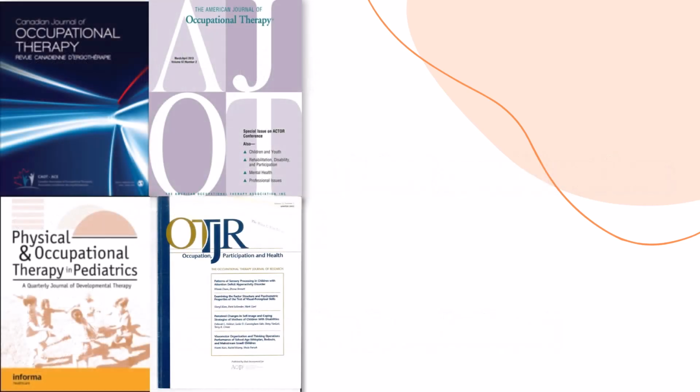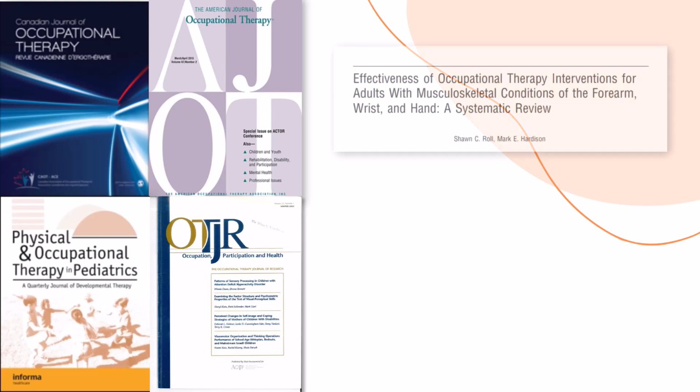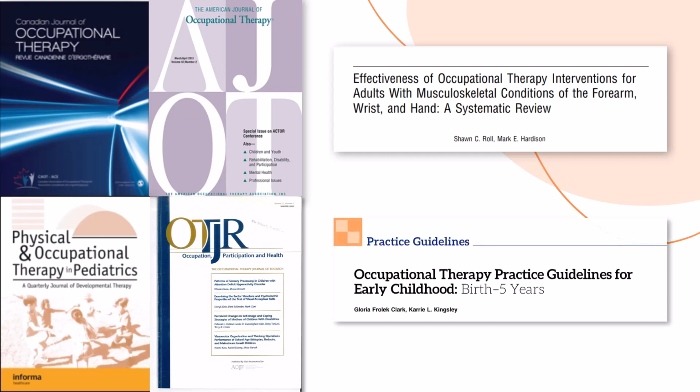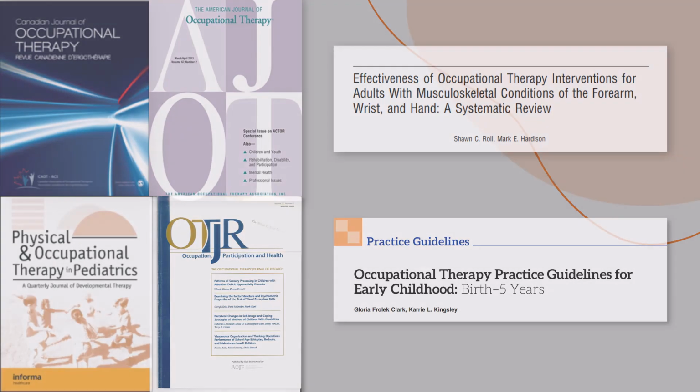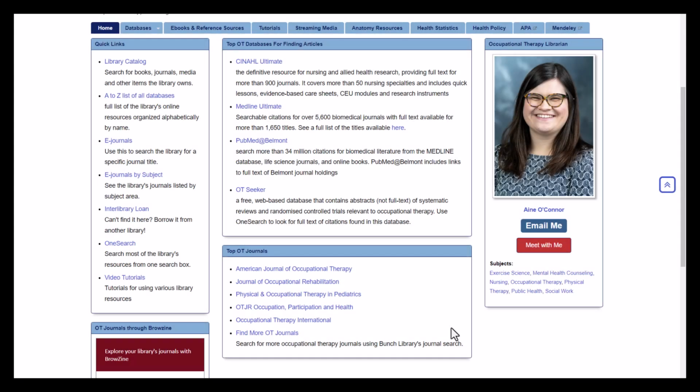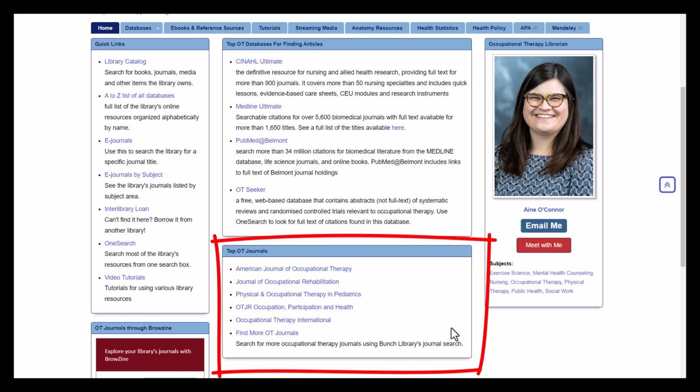One great way to find evidence for best practices is to use an occupational therapy journal. These journals focus specifically on research that is relevant to OTs, obviously, and publish systematic reviews and practice guidelines that synthesize the available evidence and make recommendations for evidence-informed services. You can start by clicking on one of the OT journals linked on the OT Research Guide, or click Find More OT Journals to search for others.